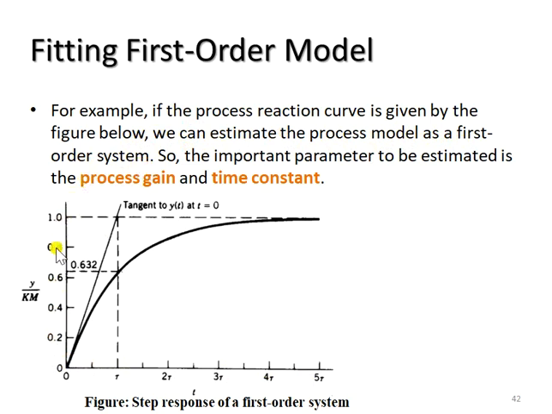So, if we look at this response, the x-axis represents the time domain, which we represent through tau, 2 tau, 3 tau, 4 tau, and 5 tau. And the y-axis is represented by y over Km, which means the normalized output. So if the value is 1, meaning that the response, the output, has reached its final steady state value.